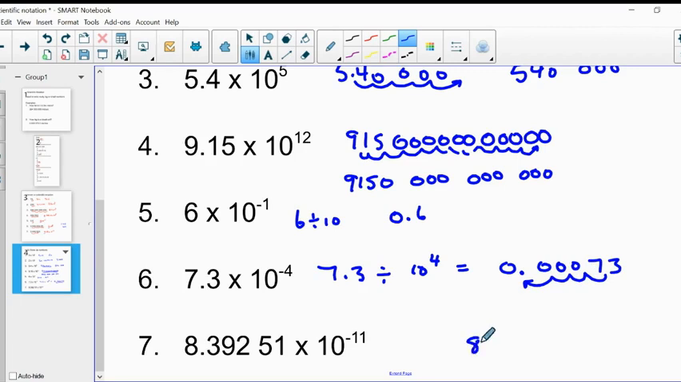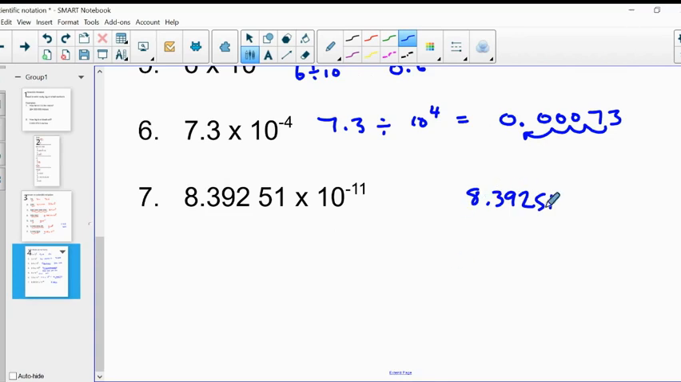Or my last one here, 8.39251. And what I need to do is move that 11 places to the left. So I'll switch colors here. I'm going to go 11 places to the left. Well, it's 1, 2, 3, 4, 5, 6, 7, 8, 9, 10, 11. So it'll be 0 decimal and then a lot of zeros here. I think I added 1 extra zero.